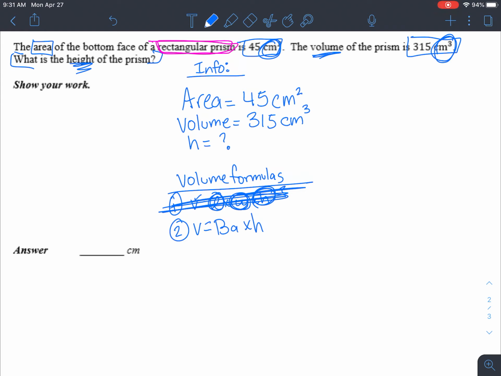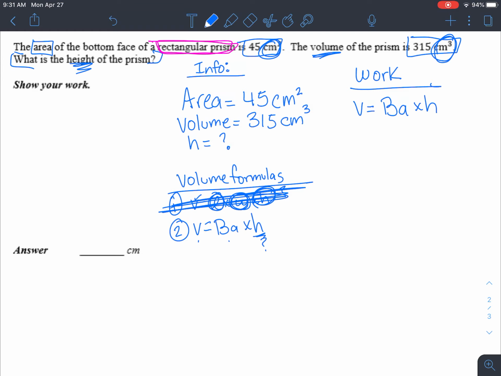Let's think about this second volume formula. I do know the volume, I do know the base area, and I would only be missing the height. So this one actually works perfectly. Let's go ahead and use this volume formula then. Remember, you always want to rewrite the volume formula. Volume equals base area times height.